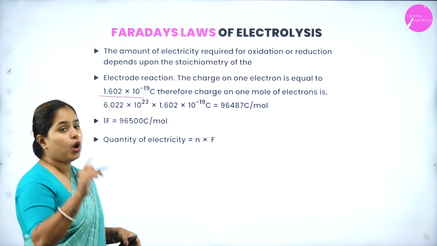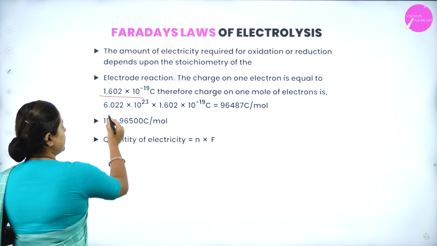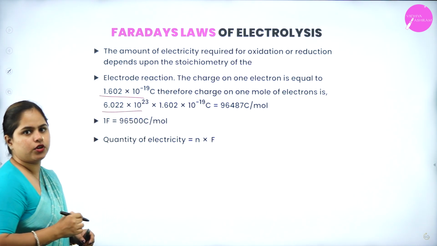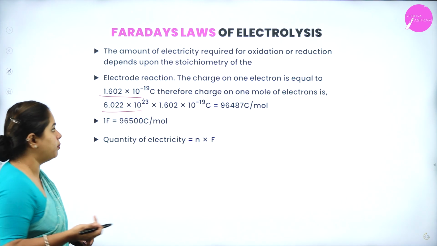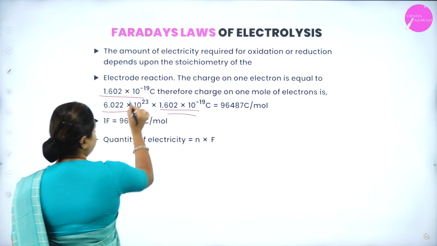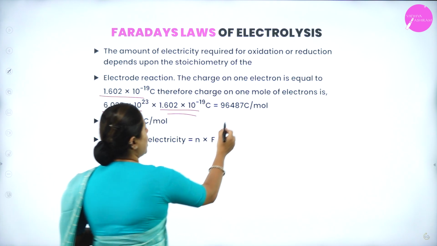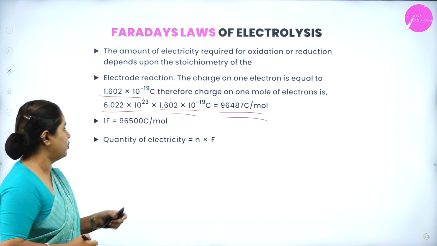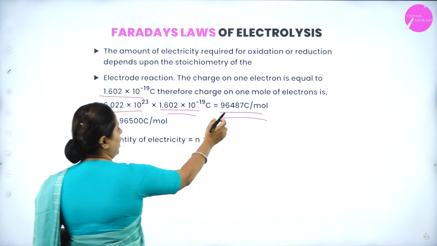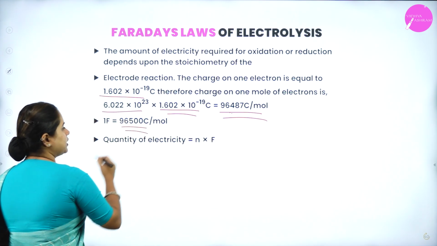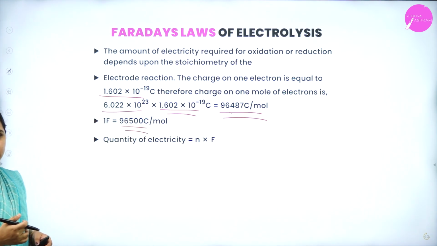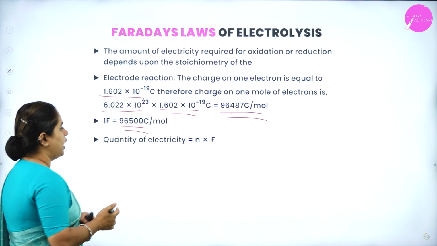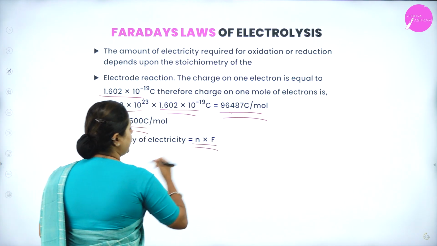Therefore, the charge on 1 mole of electrons will be 6.022 × 10^23, that is Avogadro's number, times the charge of 1 electron. That will be the charge on 1 mole of electrons, that is 96487 coulomb per mole. So instead of taking this value for numericals, you can take the value as 96,500 coulomb, right? And the quantity of electricity will be N into F.